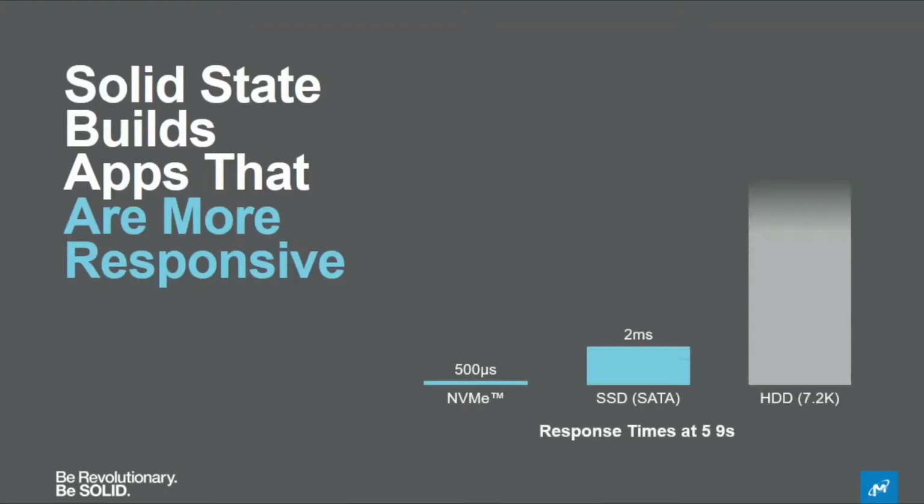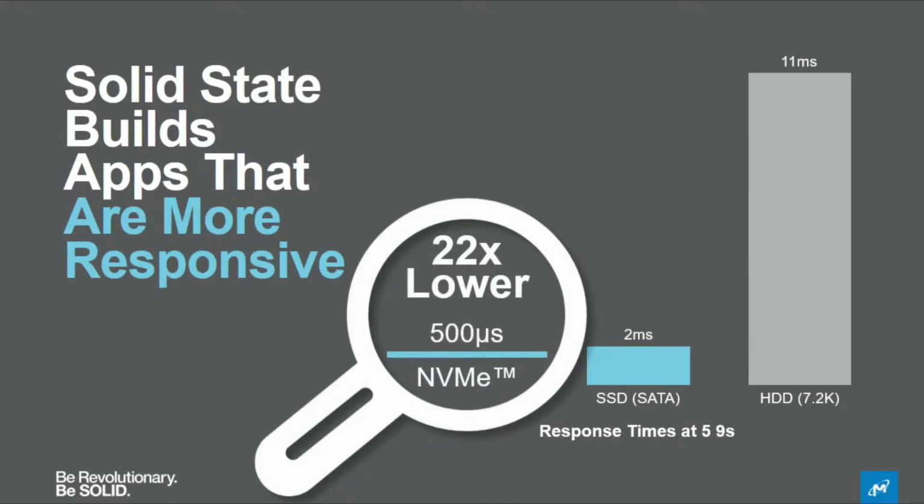All right, so solid state builds apps that are more responsive. Again, just by comparison, with a 7.2K hard disk drive, sort of unfair. We probably should have put a 15K drive. Even I will admit that. I didn't build this slide. Then your standard SATA SSD, and by comparison, the new NVMe drive is 22 times lower, 500 microseconds in terms of response time. So very, very fast. It is a significant jump forward.